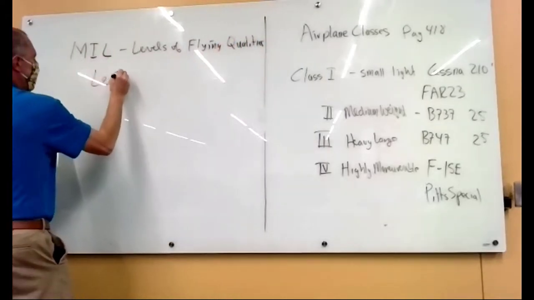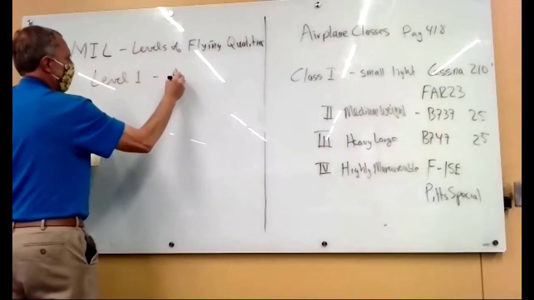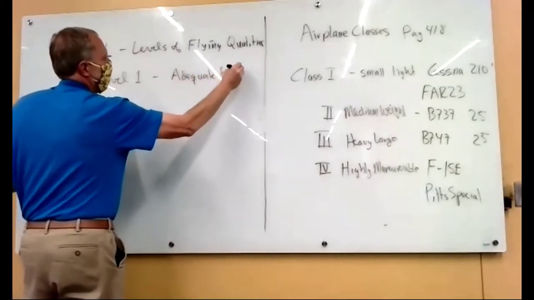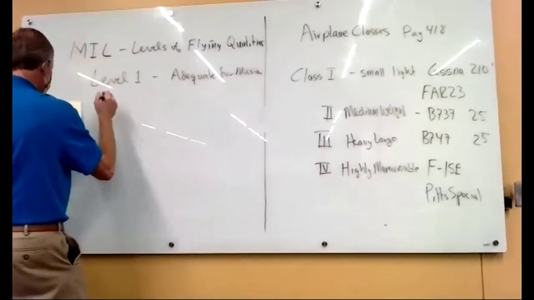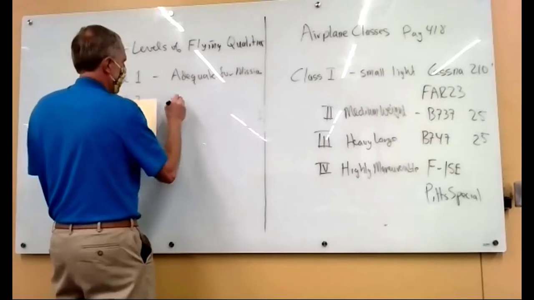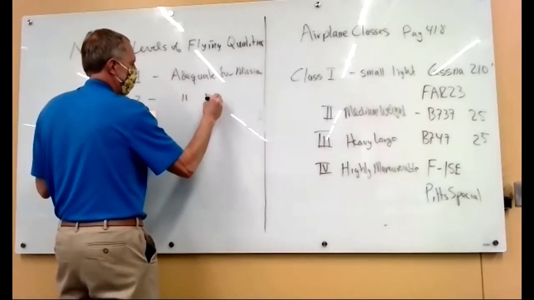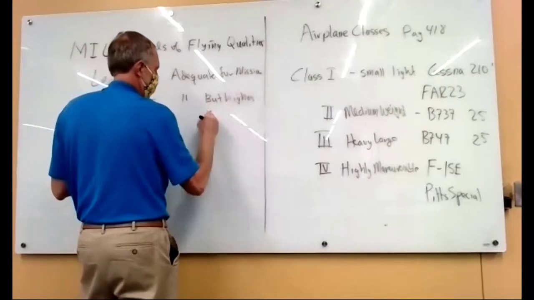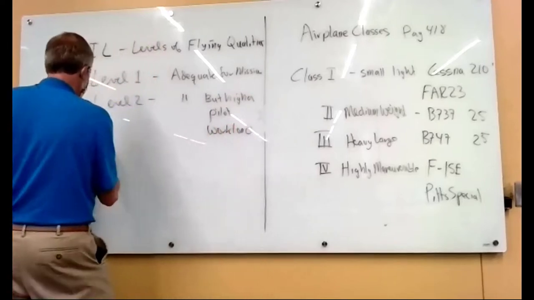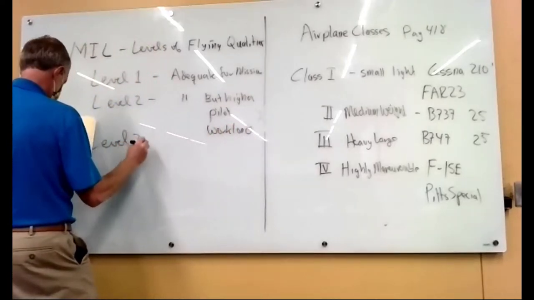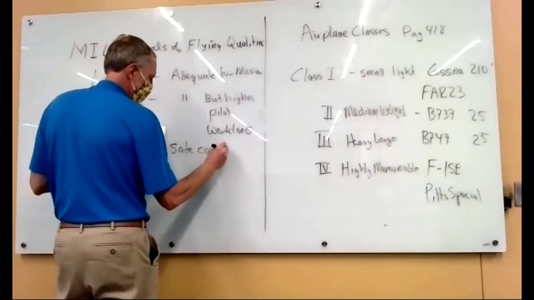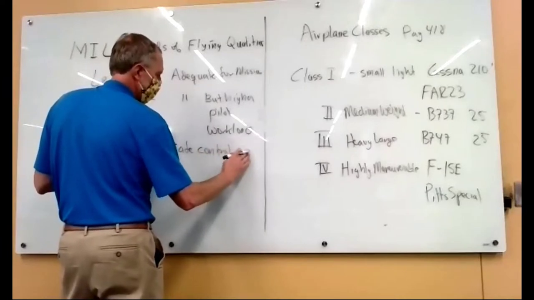And so level 1 is the best. It's adequate for the mission. So that's what we shoot for. Level 2 is adequate but higher workload. And then level 3 is much worse. Safe control, but excessive workload.